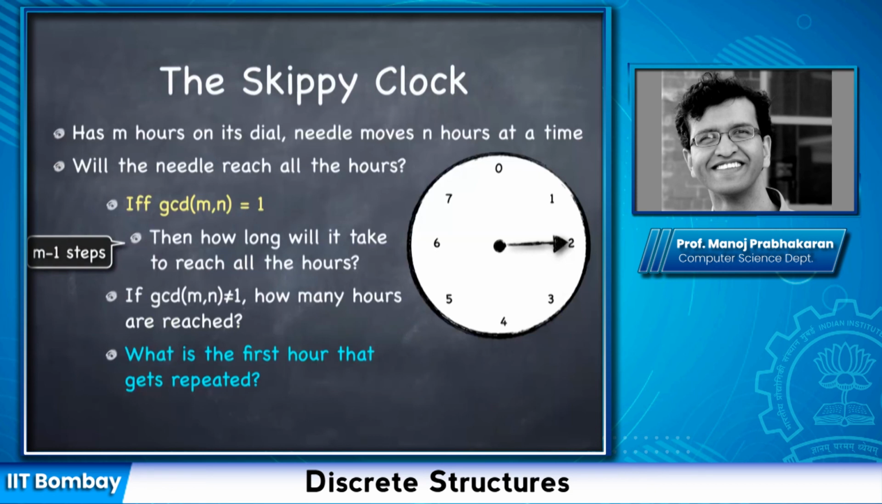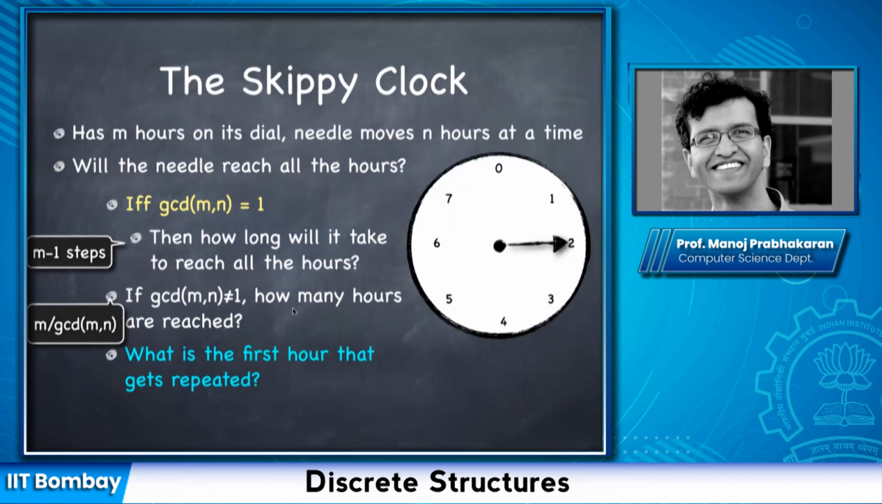Okay, so the answer for that then is p, right? The hours that are reached are the hours 0, g, 2g, all the way to g times p minus 1. There are p hours, and p, remember, was m divided by g, because m was g times p. And so p is m divided by g, where g was the GCD of m and n. So that's the answer for how many hours are reached.